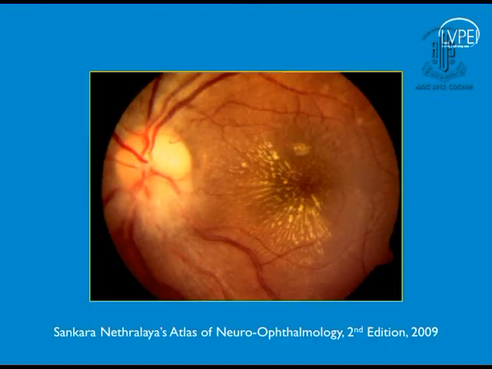This is another typical example. You have sectoral swelling in the disc and a macular star. So this is typical of neuroretinitis.